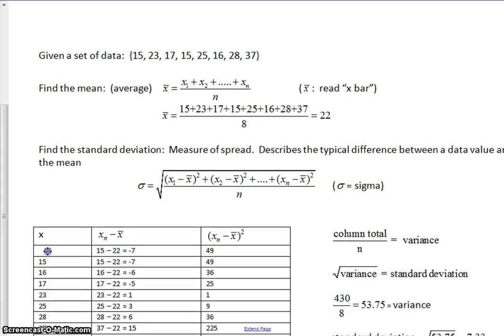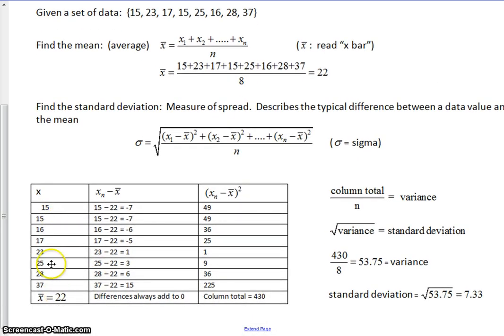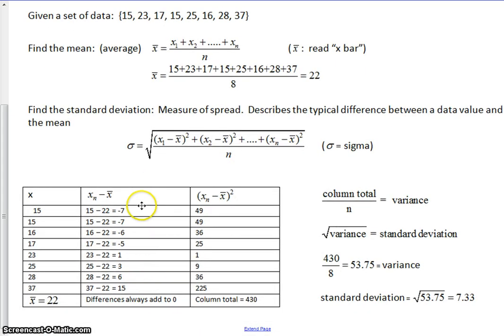You first start by writing down all the values. So I have all the values written down here. Then you ask how far off your value is from the mean. So 15 minus 22 would be -7 off. Here, 15 minus 22 again is -7, and so on for all the values. This middle column should always add up to 0.